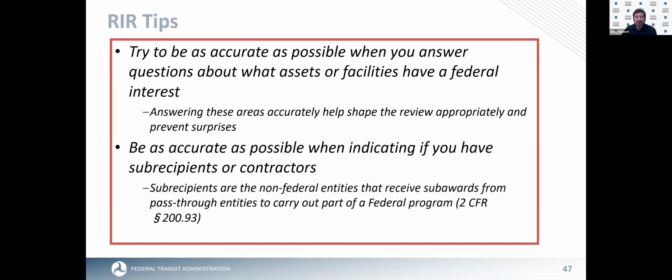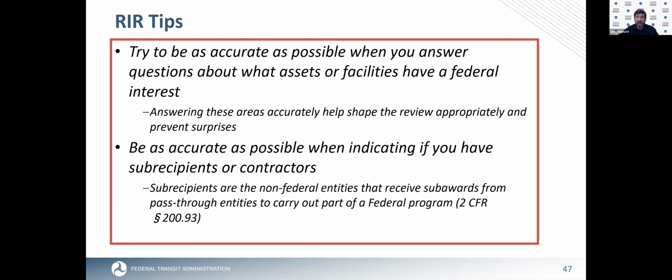Excellent. So here are some more RIR tips. As you can see, the first one, try to be as accurate as possible when you answer the questions about which assets or facilities have a federal interest. We kind of hit this at the beginning of the presentation. That really is a threshold question in many lines of questioning, especially in the maintenance area. Like I said, and we'll get to maintenance in a bit, if there's FTA interest in the facility, it should be included in a written facility maintenance plan.